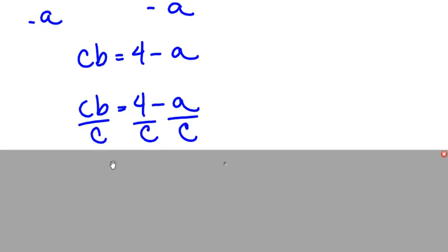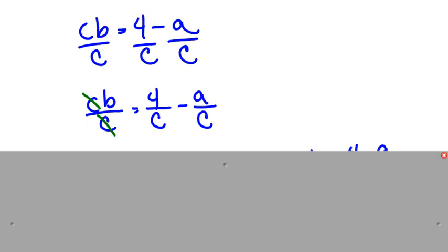So the C's will divide out and make a 1, so I have B equals, no common factors here, so 4 over C, no common factors here, A over C. So we could write it as B equals 4 over C minus A over C.